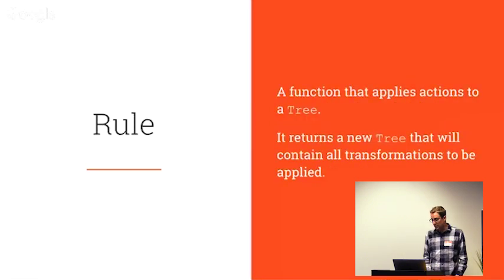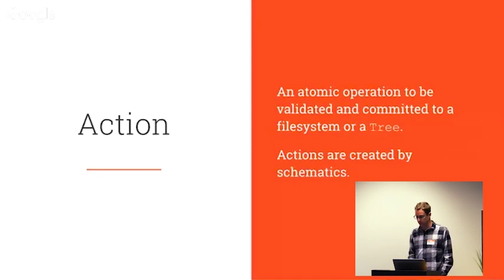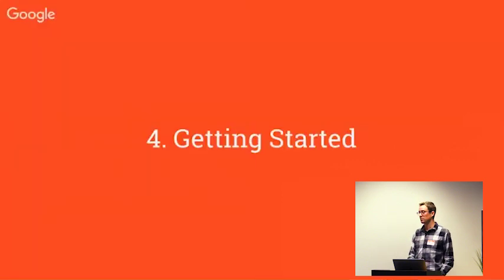Okay, a rule is a function that applies actions to a tree. So it returns a new tree, the tree with your changes applied to it, that will contain all the transformations that are to be applied. The source is a function that creates an entirely new tree from an empty file system. So we can just create a new tree. And finally, an action is an atomic operation to be validated and committed to a file system or a tree. And actions are created by schematics, and we'll see that. Oh, sorry, one more. The sink, you don't really need to know this, but it's the final destination for every action. All right, we got that all out of the way.